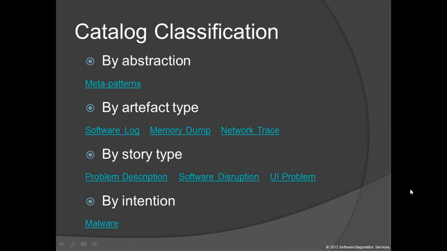Then we can classify catalogs by the type of software execution artifacts, such as software traces and logs, memory dumps, and network traces. When you download this presentation later on, you can follow all links. Another classification is by story type, such as by problem descriptions, by software disruptions, and by user interface problems. Also, we can separate patterns by intention, such as malware, with unintentional patterns, the rest all grouped as victimware.